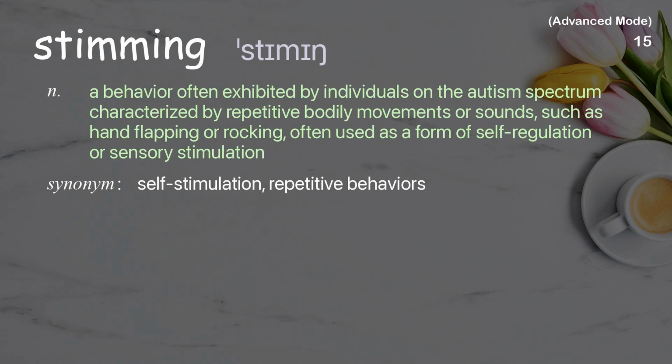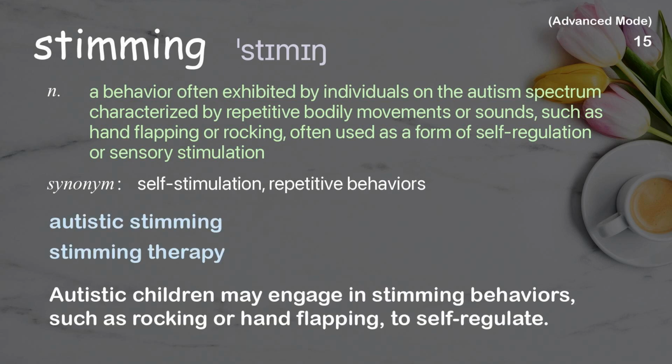Stimming. A behavior often exhibited by individuals on the autism spectrum, characterized by repetitive bodily movements or sounds, such as hand flapping or rocking, often used as a form of self-regulation or sensory stimulation. Examples: autistic stimming, stimming therapy. Autistic children may engage in stimming behaviors, such as rocking or hand flapping, to self-regulate.